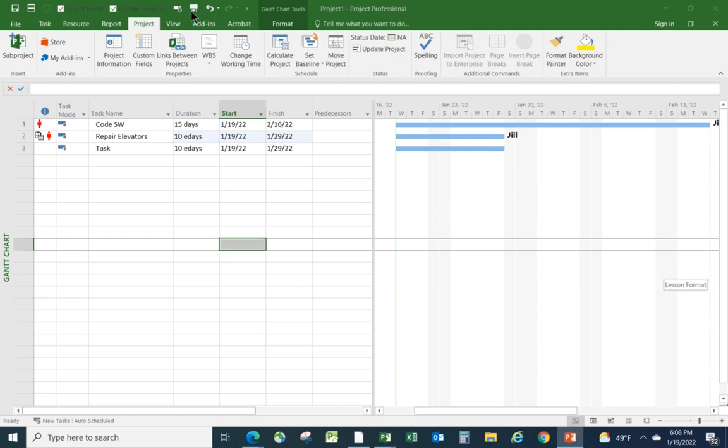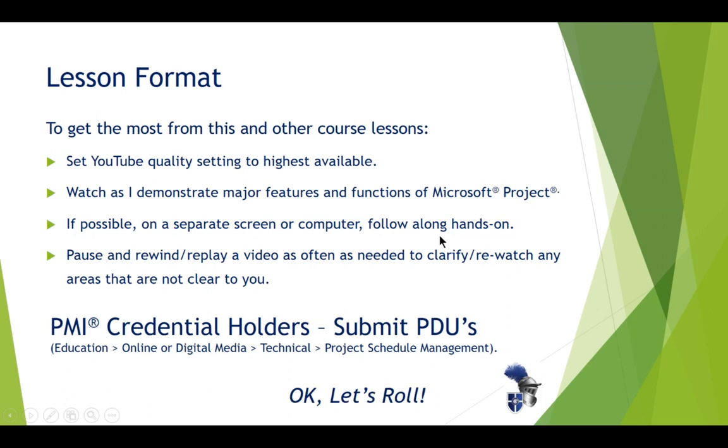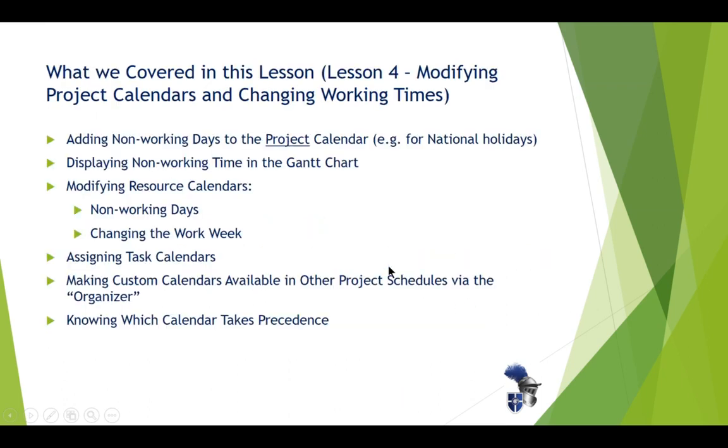Let's just recap what we covered. What we covered in this lesson is we looked at adding non-working days to the project calendar for national holidays and for organizational holidays. We looked at how we can decide what we want to show in the Gantt chart in terms of non-working hours, whether it's the standard project calendar, which is what I would suggest, or whether you want to show, maybe just temporarily to try and work out what's going on, a calendar for a particular task or a particular resource.